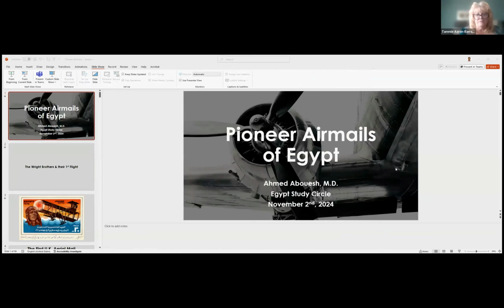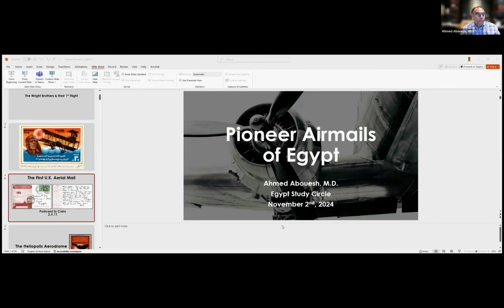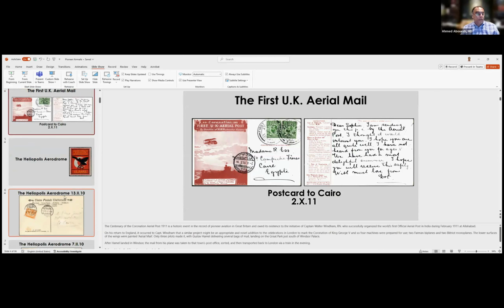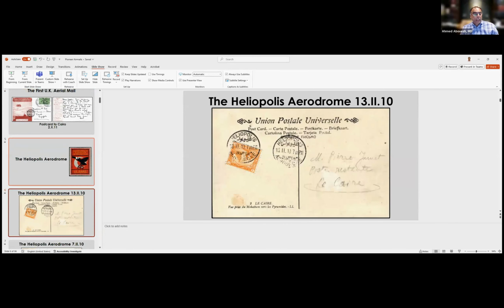We can see the very first Pioneer airmails of Egypt. Is it moving forward? No, it is not. Now it is. Now we see the first UK airmail. I think if you just click on each slide separately, Ahmed. Okay, there you go.